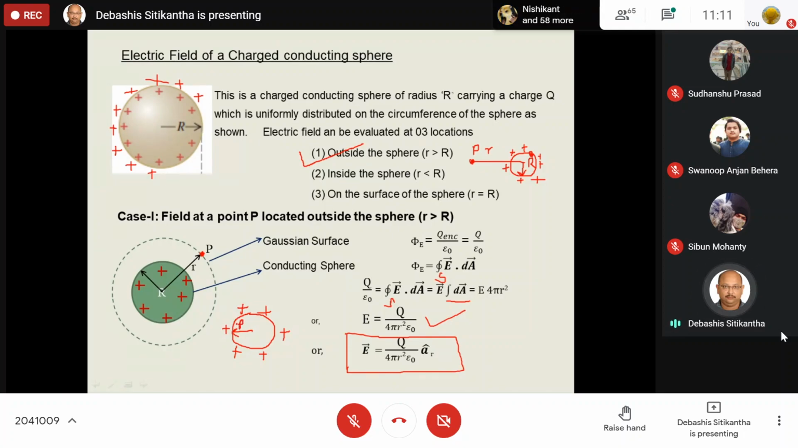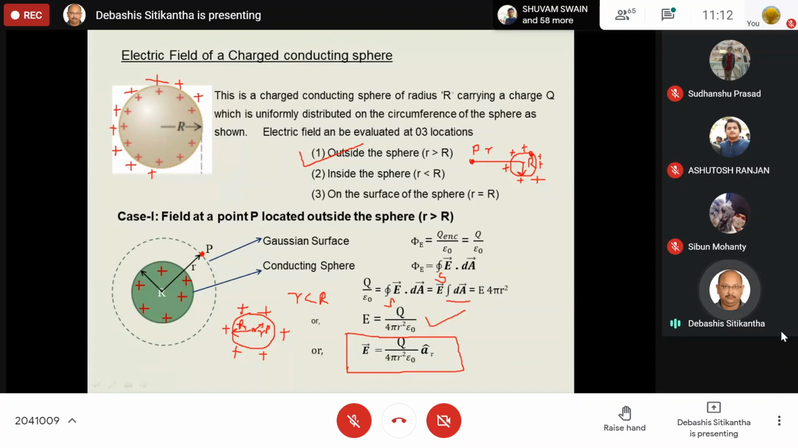Now my question is, suppose I want to find the electric field at the point P, and this is capital R. This point P is located at a distance of small r from the center of the conducting sphere. Obviously, your r in this case is going to be less than the radius of the conducting sphere. Now, you have to evaluate what is the electric field at the point P.